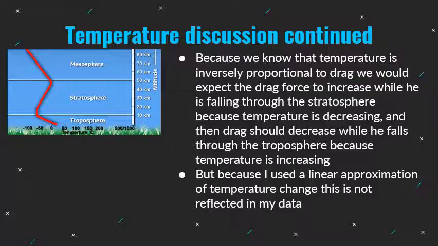And because we know the temperature is inversely proportional to drag, we would expect the drag force to increase while he was falling through the stratosphere because temperature is decreasing, and then drag should decrease while he falls through the troposphere over here on my chart, because you can see the temperature is increasing. But because I used a linear approximation of temperature change, this is not reflected in my data.